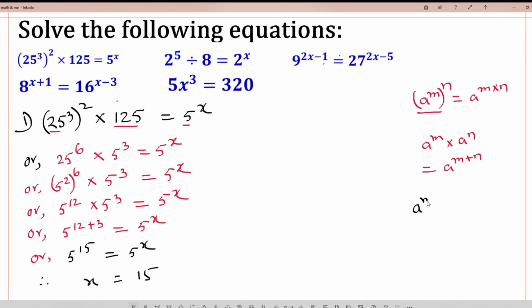We know a to the power m equals a to the power n means the base is the same, so the powers will be equal, m equals n. So here x equals 15. Hope you understand this one. If you have any problem, please write your problem in a sentence in the comments box.